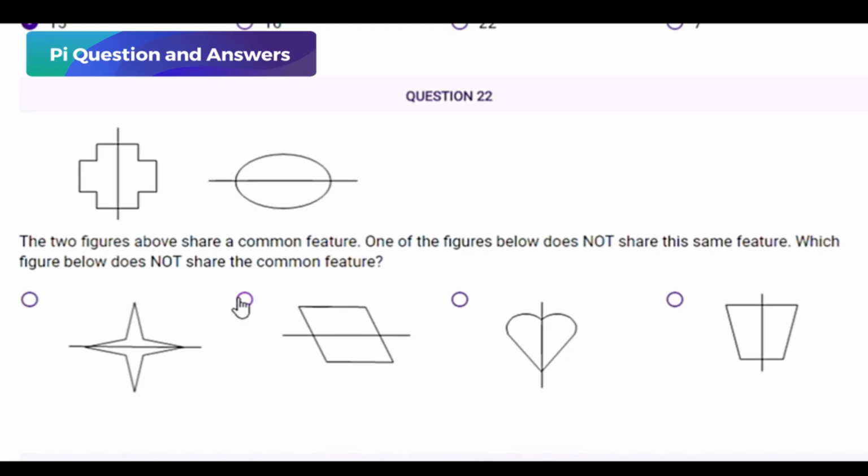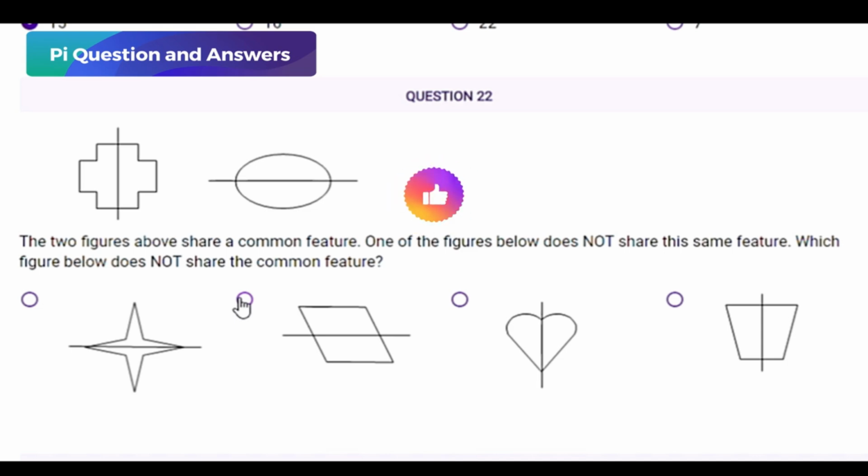Explanation of the question: you must first find what feature the two top figures have in common. Then, look carefully at each option below and find the one that does not have that same feature. Explanation of the correct answer: look at the two top figures. Both are symmetrical across a vertical line and a horizontal line.